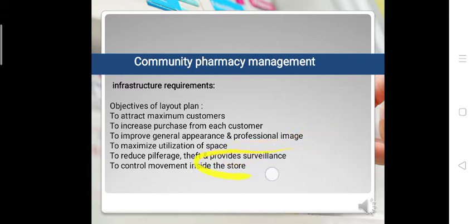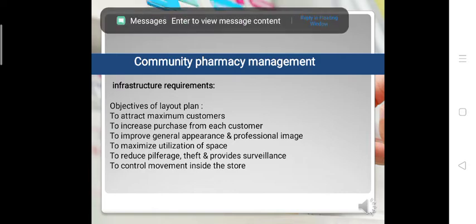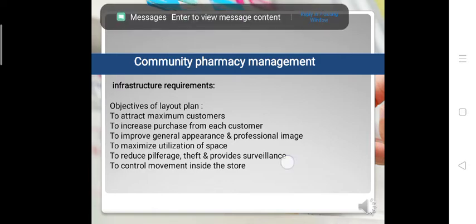Reduce theft and pilferage, and surveillance should be there. Then control the movement inside the store and outside the store as well. Okay, so that type of infrastructure you should have when you're talking about the community pharmacy.